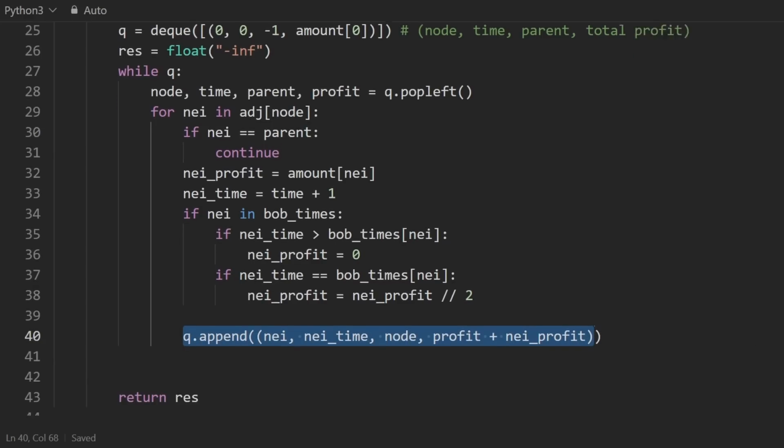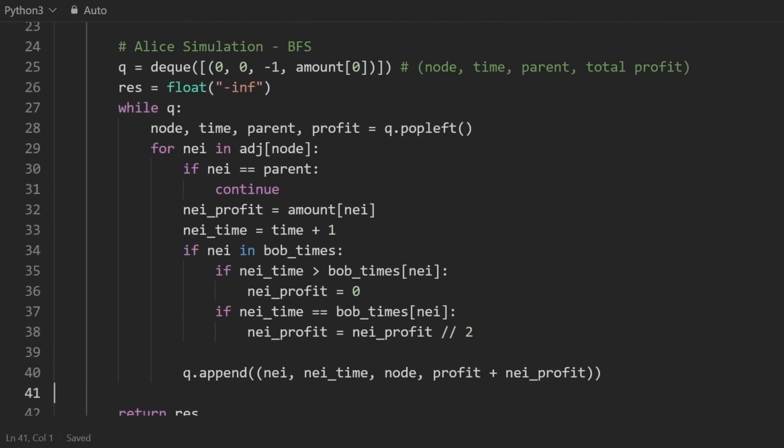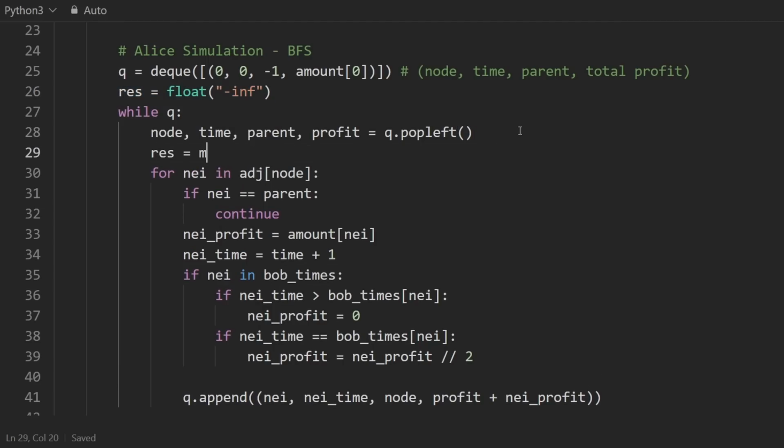Now, there's only one thing left, and I like to give you guys a challenge, so I'll let you try to figure out what to do or how to do it. When do we update our result? How do we only update the result for leaf nodes? Because of course, over here, I could just say, okay, set result equal to the max of result as well as the profit of this node. But there's no guarantee that this node is a leaf node. So how do we do that?